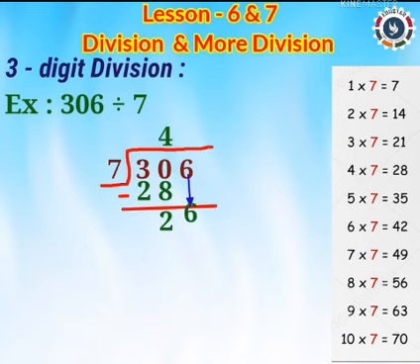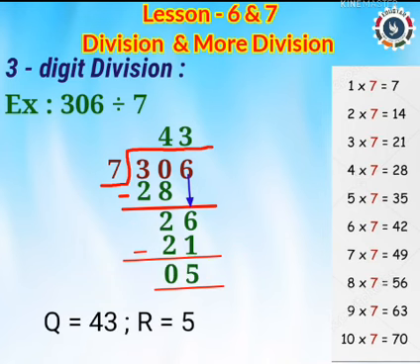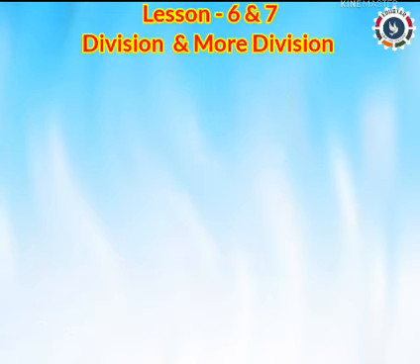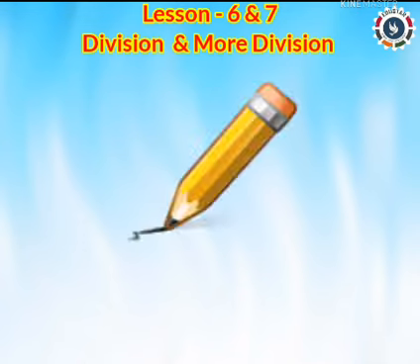Now drag this 6 down. Now 26 ones are there. In 7 table, 26 lies between 21 and 28. So consider 21. 3 7s are 21. Write this 3 in the ones column of the quotient, 21 below 26. If we subtract, we get 5. So the quotient is 43. Remainder is 5. If we check this answer using formula, we get 306 is equal to 306. So our answer is correct. Dear children, like this, practice more long division sums.